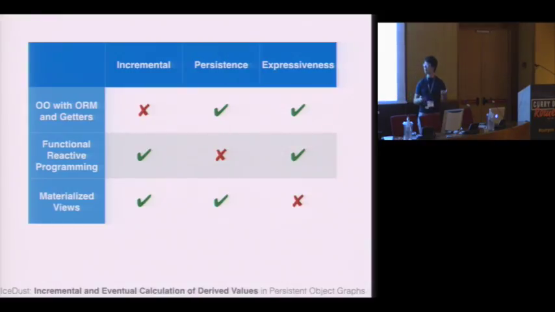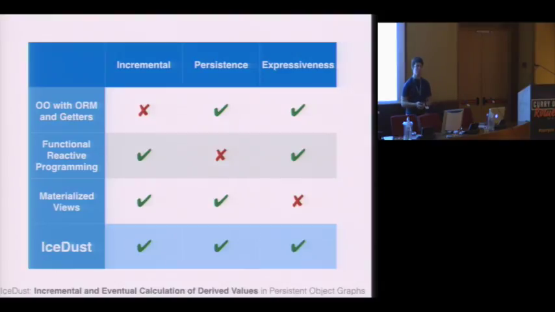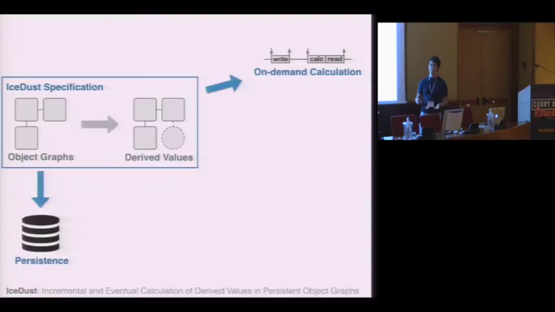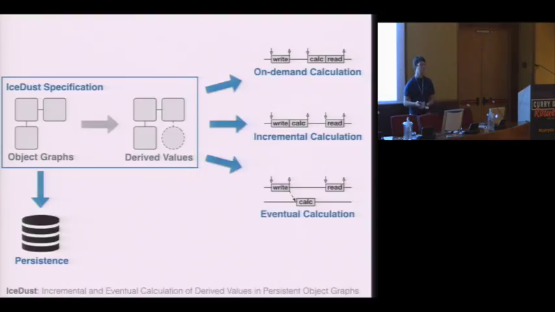So, of course, that's the motivation of IceDust. So what does IceDust do? Well, in IceDust, we specify object graphs in a DSL, a domain-specific language, and we specify derived values in a domain-specific language. And then the IceDust runtime will persist this data and calculate the derived values either on demand, incrementally, or eventually.